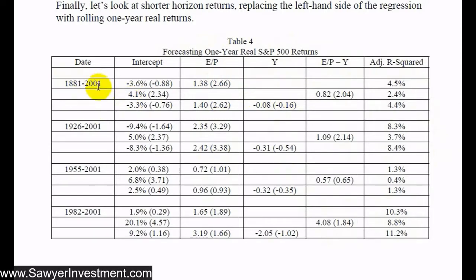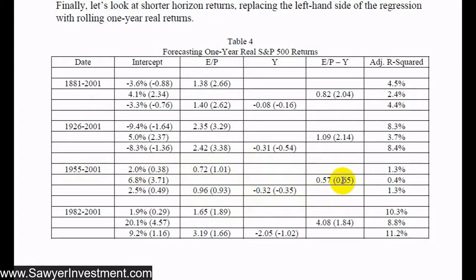But let's go through each of the periods. Our longest period here, we see that the earnings yield was significant in determining the real returns on the stocks. We also see the earnings yield minus the 10-year treasury yield was significant, although this is mostly due to the earnings yield piece being significant. We see the 10-year treasury yield doesn't add much explanatory power to the regression. So going on to the 1926 to 2001 period, we see the same scenario, significant earnings yield and insignificant 10-year treasury yield. However, when we get up to the 1955 to 2001 period, we see that none of the variables are significant in explaining the 1-year rolling returns.